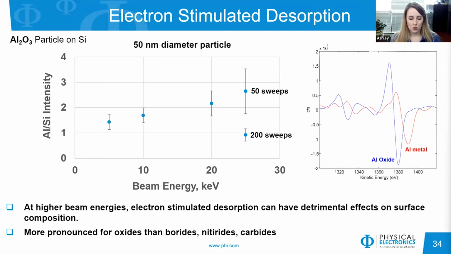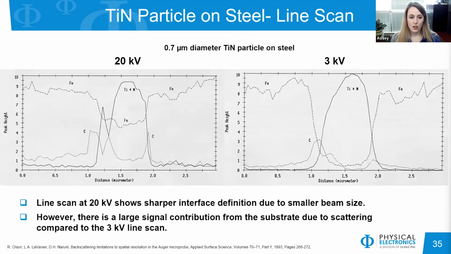This results in a lower aluminum to silicon intensity ratio because as the aluminum gets reduced, the peak shifts from about 1380 eV to about 1385 eV. Therefore, we're moving outside of the analytical window that we've selected for our peak-to-peak height calculations. And that causes a reduction in the aluminum intensity as this peak shifts away from the aluminum oxide peak window.